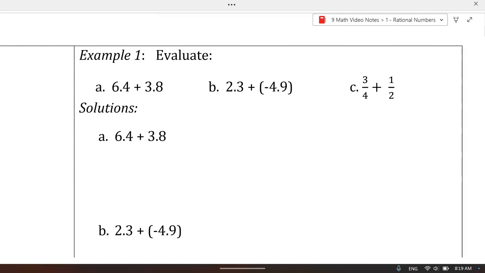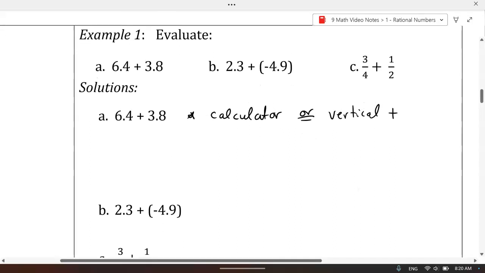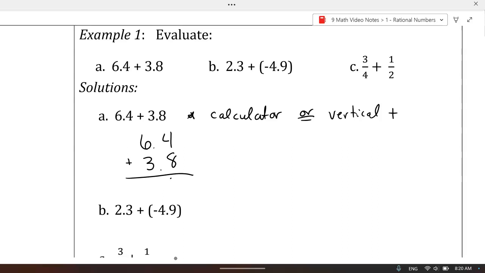Now, whenever we see a decimal, we know that we can use our calculator, or we can use vertical adding. Okay, just for the sake of this video, I'm going to do the vertical adding. So 6.4 plus 3.8. 4 plus 8 is 12. Carry the 1, make sure that I put my decimal place there. 6 plus 3 is 9, plus 1 is 10. So 6.4 plus 3.8 is 10.2. Done.